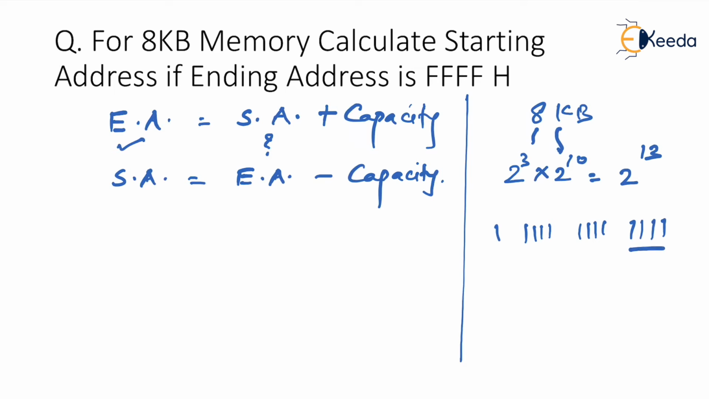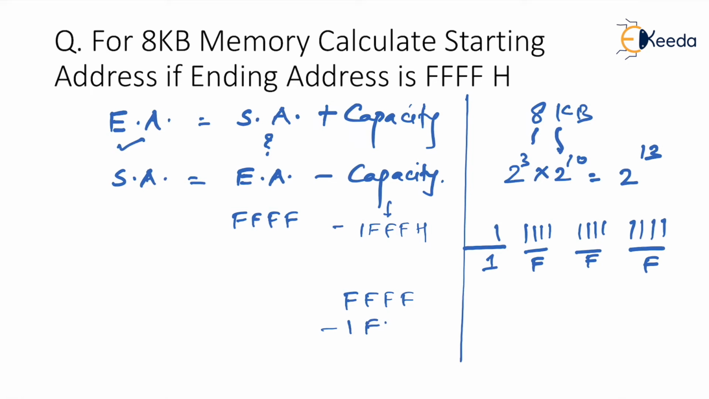Is that right? So this gives you F, this gives you F, this is F and this single one is considered as 1. 1FFF hex is the capacity. Therefore, capacity is 1FFF. It is going to get subtracted from the ending address, all F. Let's perform this.